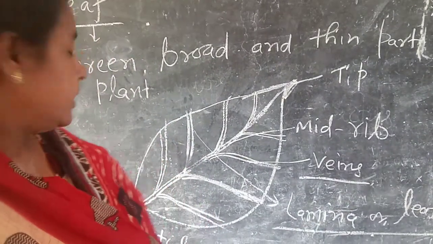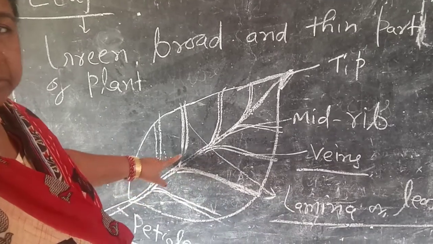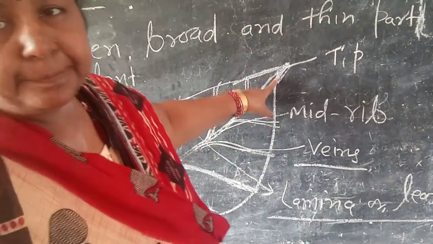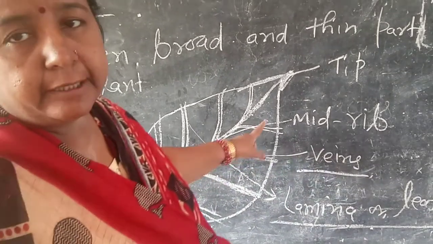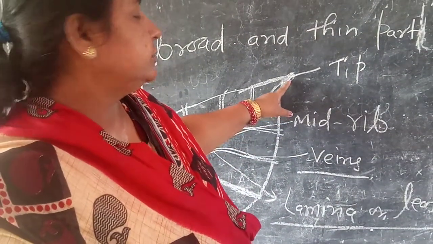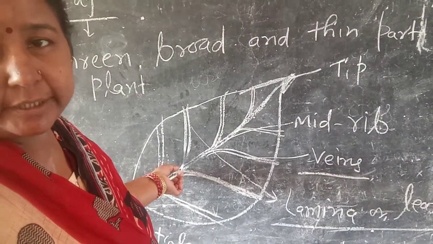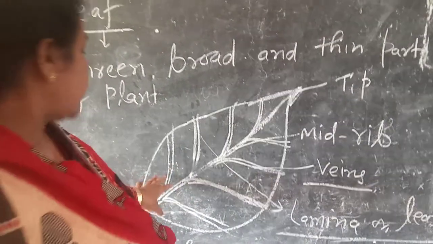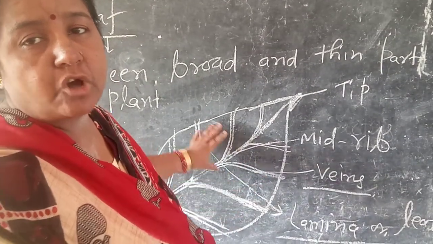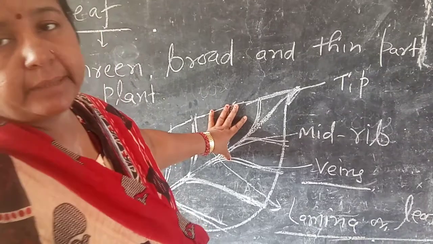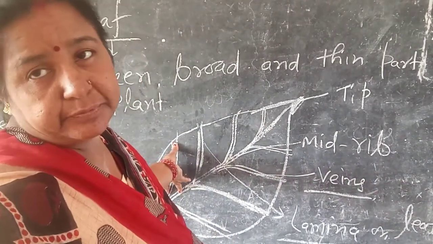Understand? Now you see here that petiole is continued to the tip. This middle part which is continued to the tip is called the midrib. Understand? And these are the veins. These are the veins of leaves by which food and water comes into the leaf. Understand?